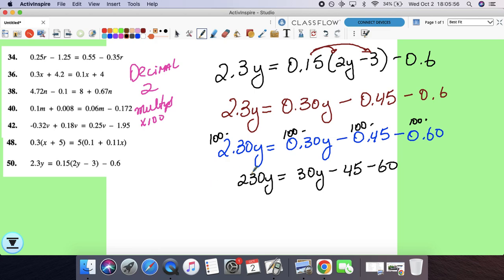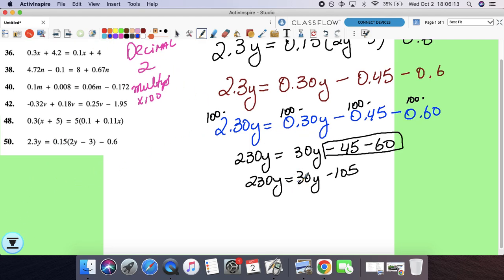Now we can combine like terms. Well, first of all, distributive property, no. Combine like terms, yes. So combine like terms happens here. Negative 45 minus 60 is negative 105. After that, we check to see if there's variables on both sides, and you know there is. So we're going to get rid of the 30y because that's the smaller one. So we do minus 30y, minus 30y. That goes away, becomes 0.